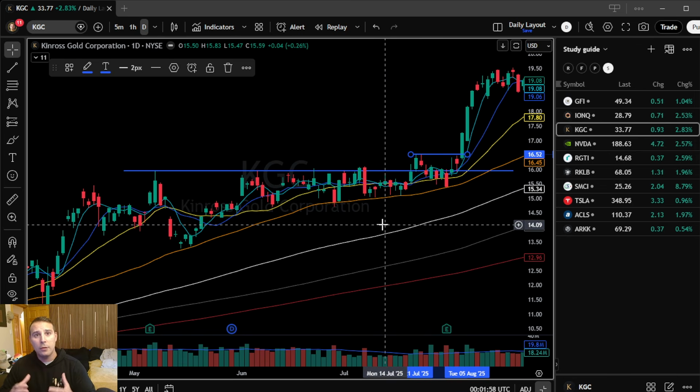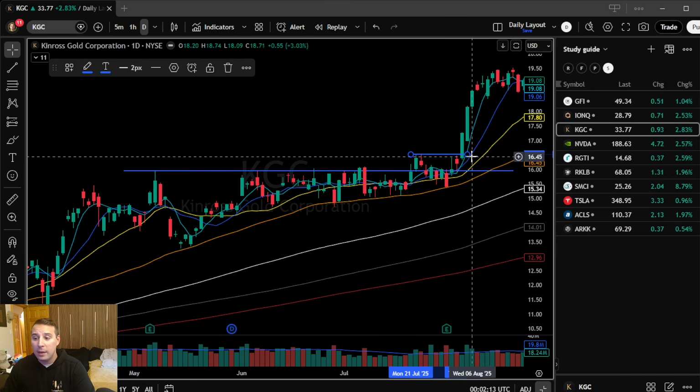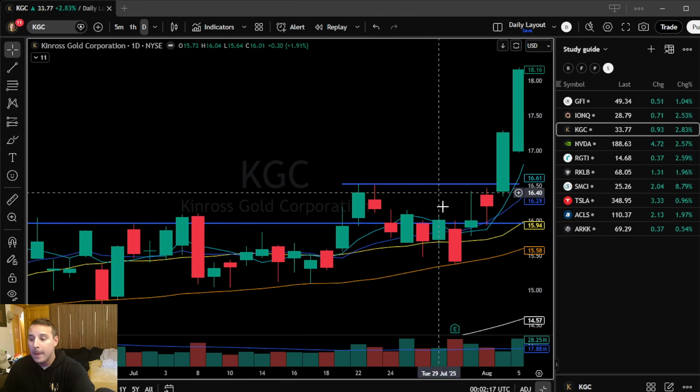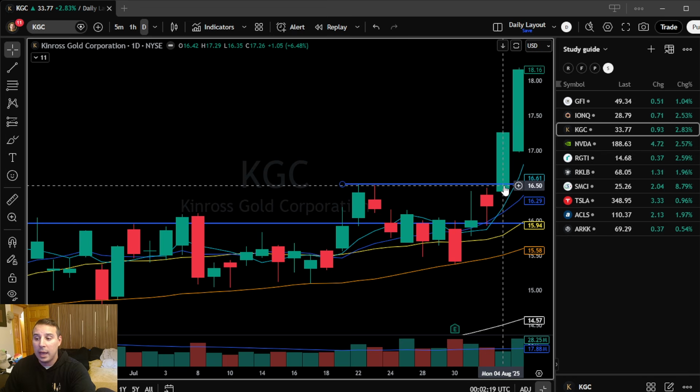So again, one of the big characteristics of any flat base breakout is that it's normally not the only stock in the group, and even if they don't all break out at the exact same time, the group itself will be acting well. How do I personally like to buy these? Well, it could just be as simple as a break of prior day high. In this instance, that's exactly what KGC would have been.